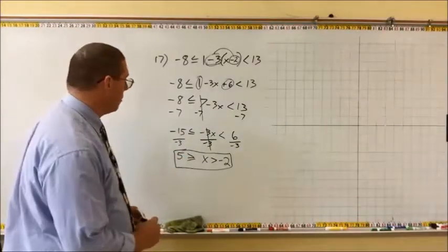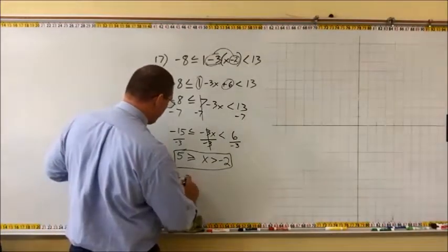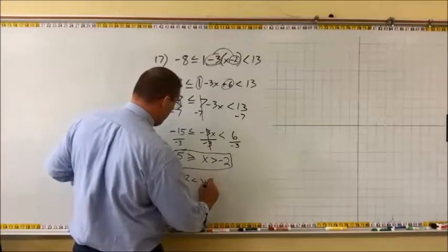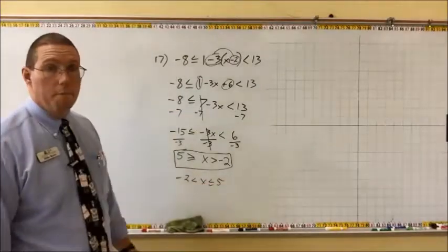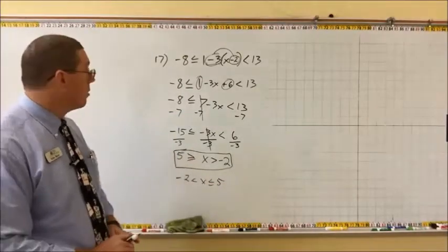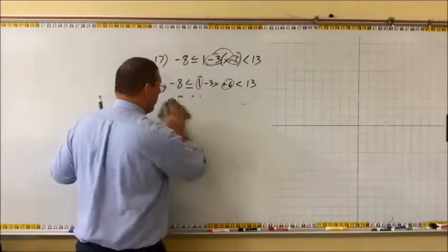Okay? And I want you to, well, actually, I'm going to leave it at that. All right, you can flip it around if you want. You could have written your answer as negative 2 is less than x is less than or equal to 5, and that would be even better. But this is fine. Okay? So that's question 17. All right, now let's look at question number 18.